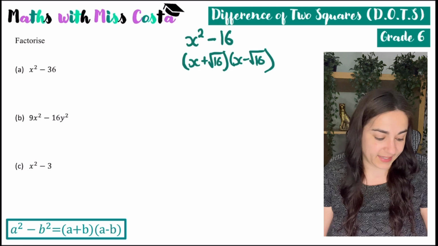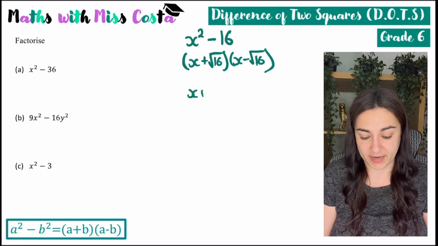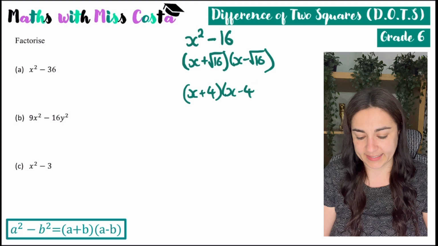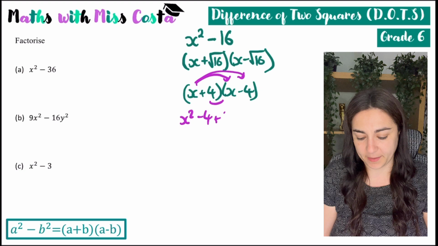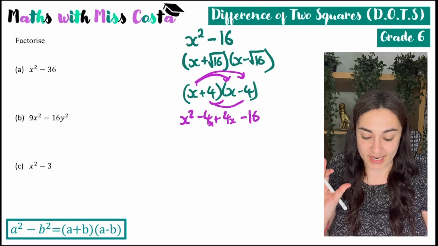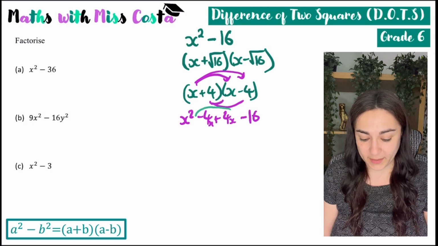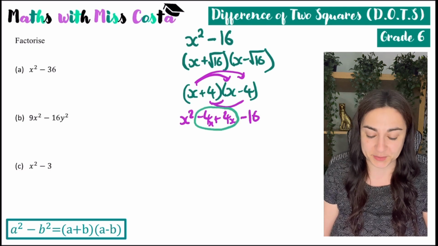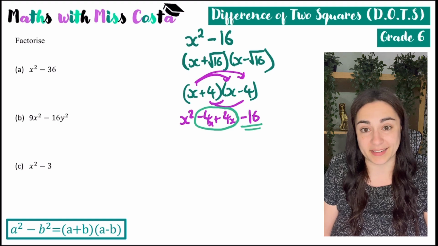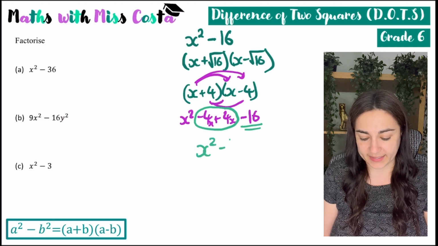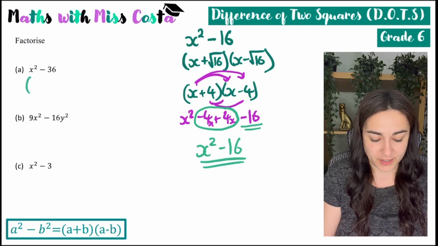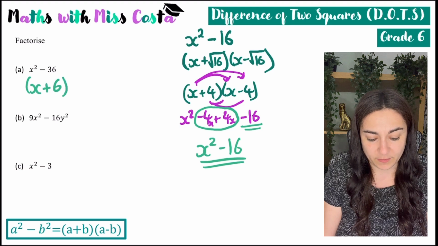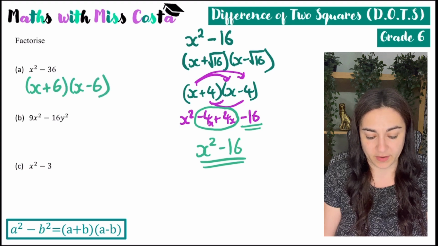And the reason for this is, if you had, let's just show it in its inverse, x plus 4, and then x take 4, and you expanded that, you'd get x squared minus 4x plus 4x, and then take 16. So because one of the brackets has a positive and one has a negative, you're always going to get these two middle terms that collect and cancel, and a positive times a negative always gives you a negative product. So that's why you always end up with x squared take away the square number. So if you notice x squared take away a square number, to factorise it, you just put it as x plus the square root of that number, x minus the square root of the number.